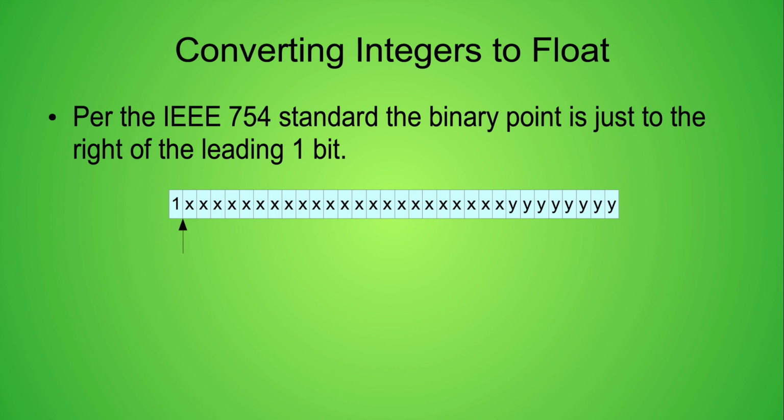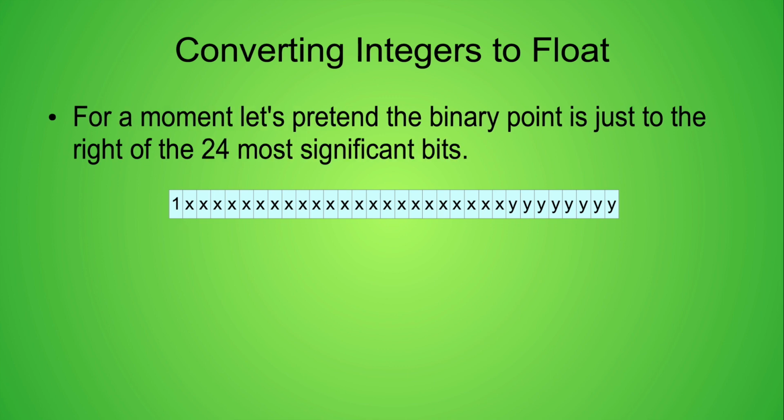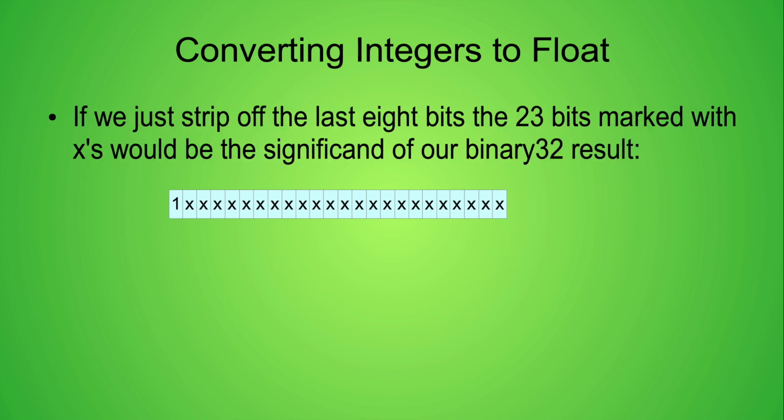The IEEE standard says that the binary point is just to the right of the leading 1 bit. That means that the bits denoted by the x's and y's form the fractional part of our significand. The location of the binary point is marked by an arrow. For a moment, I'm asking you to imagine that the binary point is just to the right of the x's, placing it at the boundary of the x's and the y's. If we strip off the y bits, we're left with this. Since, for the moment, we're imagining that the binary point is to the right of the x's, the remaining number is an integer and has no fractional part.